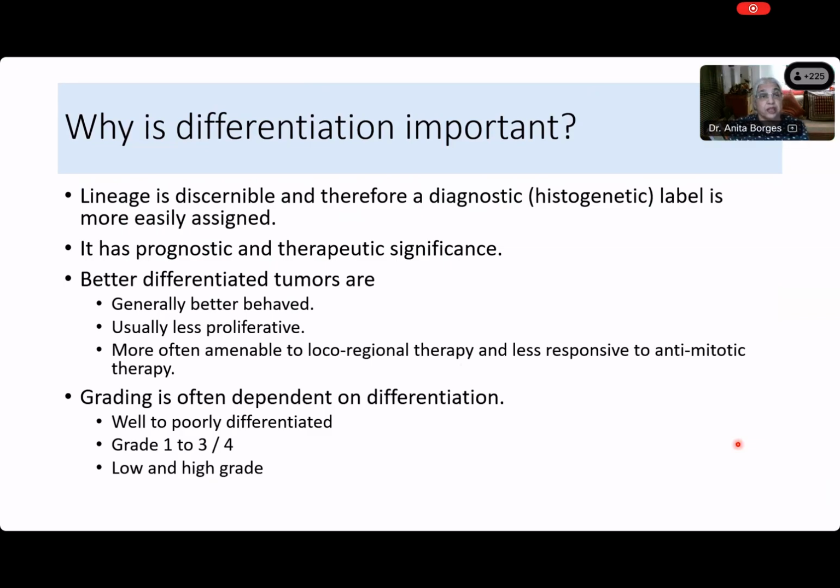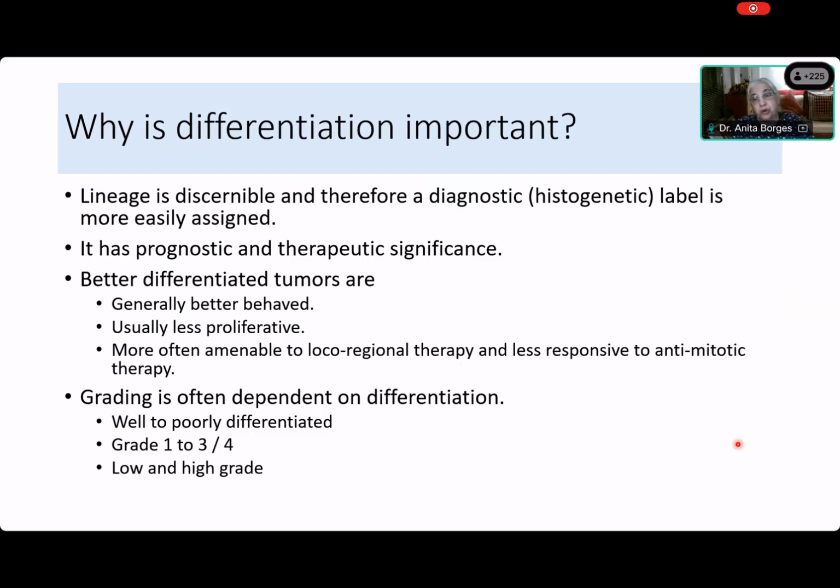So now you've understood that lineage, or what we call histogenesis, is discernible, and therefore a diagnostic or histogenetic label is more easily assigned. If I can see glands, if I can see squamous epithelium, if I can see melanin or something else, then I know what kind of diagnostic label is to be assigned. For years and years, we have been trained as morphologists to do this: find the histogenesis of a tumor.